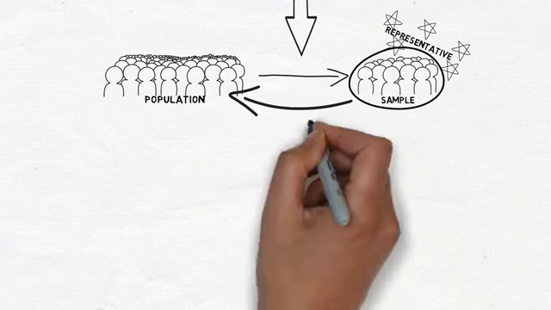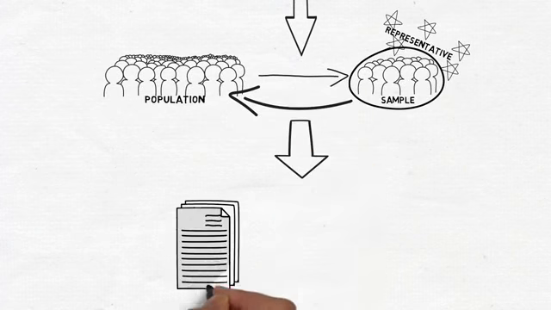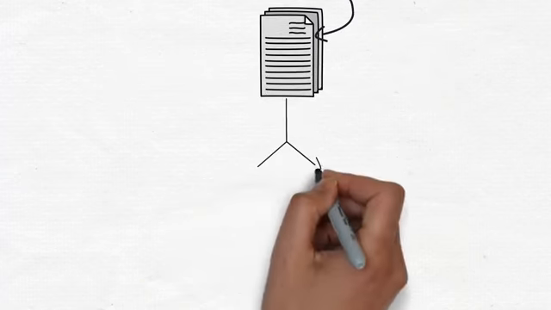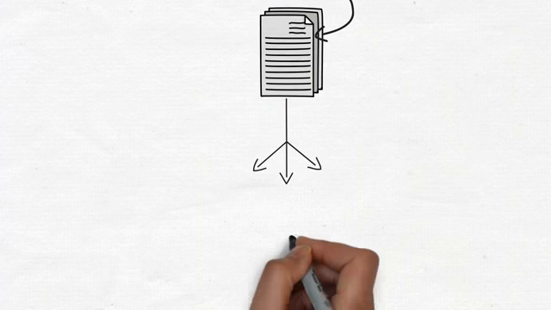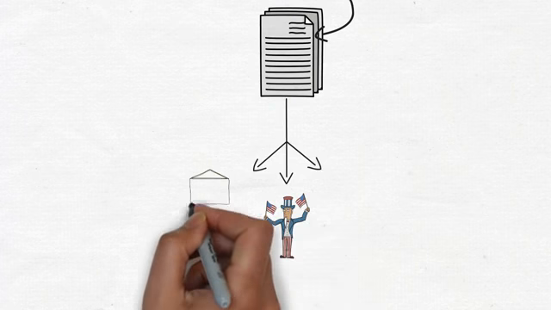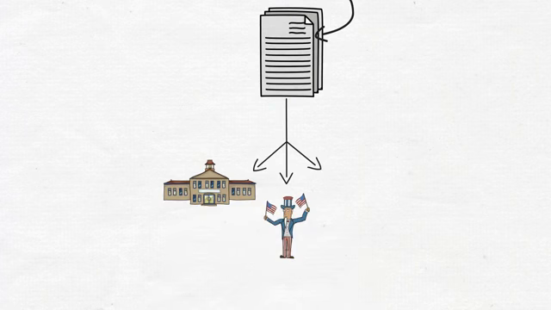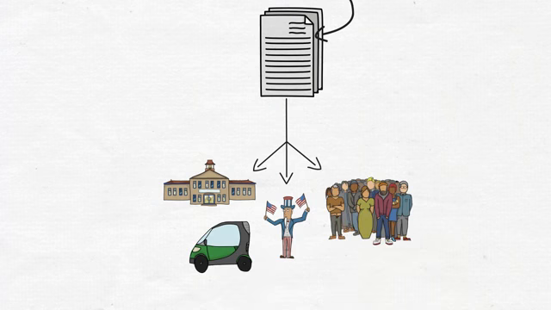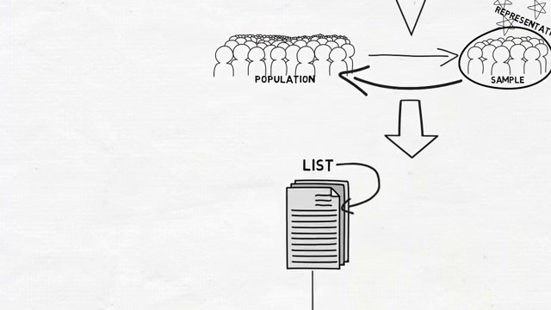In practice, SRS begins with acquiring a complete list of everybody in our population. Remember that our population is made up of units of analysis, the thing that we're interested in making conclusions about. So it could be Americans, if that's what we're studying, or college students, or Portlandians, cars or car accidents, cities, whatever it is that we're studying.